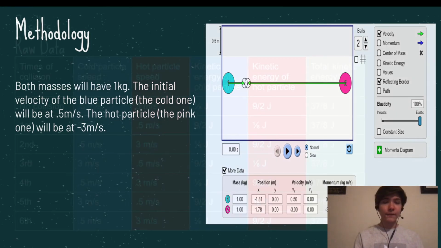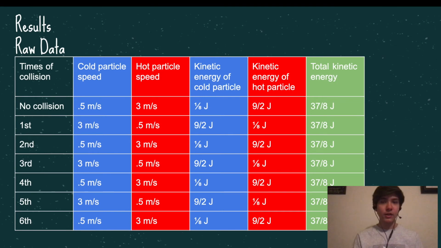So the first time when the experiment is launched, there's no collision. So the cold particle would be 0.5 meters per second to the right, and the hot one would be 3 meters per second. The kinetic energy using the formula of mass times velocity squared divided by 2 results in 1/8 of a joule for the cold one, and the hot one will be 9/2 of a joule. Summing them up, which is just adding them up, is going to be 37/8 of a joule.